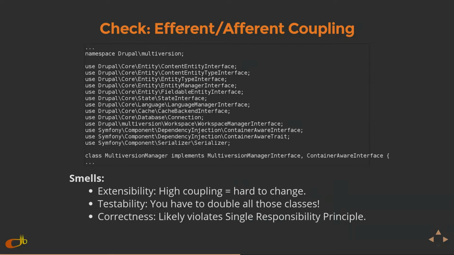But we have the problem that extensibility is hard. If you have high coupling, it's hard to change. Also, try writing a unit test for this. You have to write a test double for each one of these other classes. That's a lot of work. Also, you might be violating single responsibility principle. Essentially, if you see highly coupled code, that might be an indication that there's a design pattern that we could apply here.